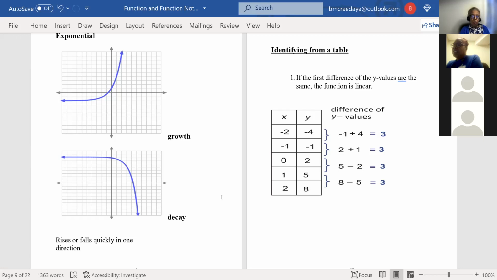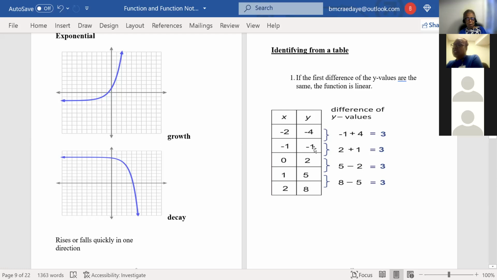Now, you can also identify it from a table. And how do you do that? You look at your values, and this only works if your X value is changing by the same amount. And here they're all changing by 1. So if the X value is changing by the same amount, which all of ours will be, then you take the Y values, get the difference, and if they are all the same, then that function is linear. That's our first difference.